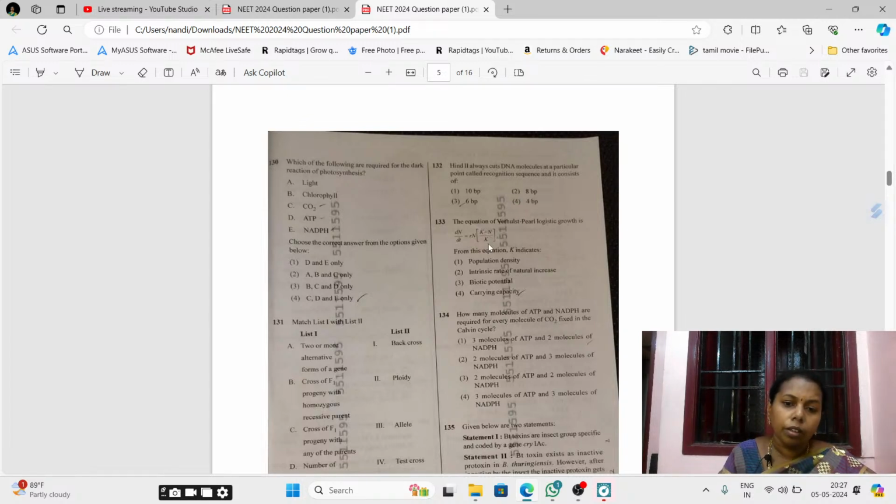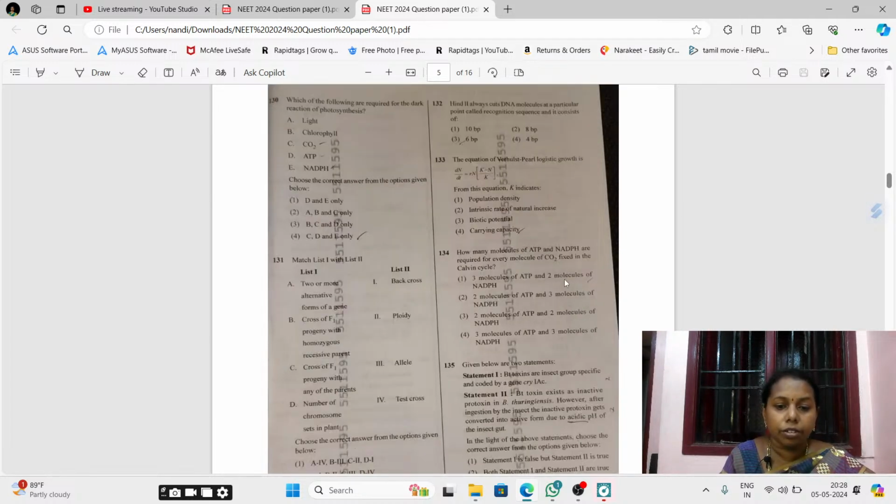Now 133. The equation of Verhulst-Pearl logistic growth, where K indicates what? K indicates carrying capacity, which is option 4, the correct answer. Now 134. How many molecules of ATP and NADPH are required for one carbon dioxide fixation? For one carbon dioxide we need 3 molecules of ATP and 2 molecules of NADPH, because the total is 18 ATP and 12 NADPH for 6 carbon dioxide. They are asking for 1 carbon dioxide. So which is in option A.